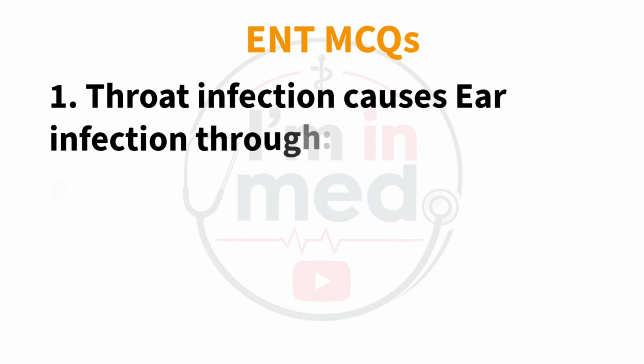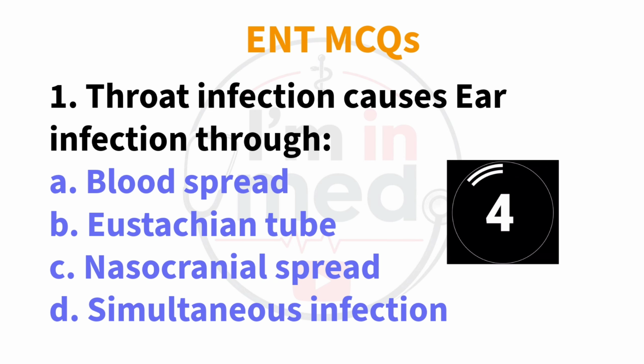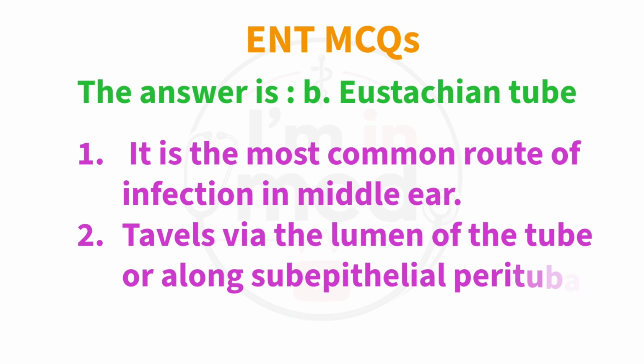Throat infection causes ear infection through: A. Blood spread, B. Eustachian tube, C. Nasocranial spread, D. Simultaneous infection. The answer is B. Eustachian tube. It is the most common route of infection in the middle ear. It travels via the lumen of the tube or along subepithelial peritubal lymphatics.